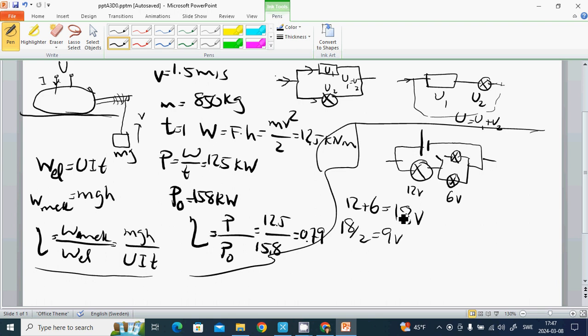And if we have another key here, if B is open, we haven't any voltage. And if both A and B are open, we haven't any voltage either. Okay, it is very important to know how we can keep the voltage in an electric circuit.